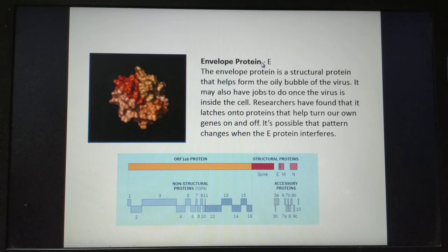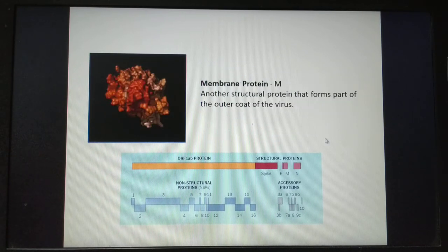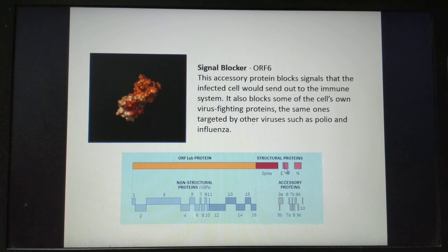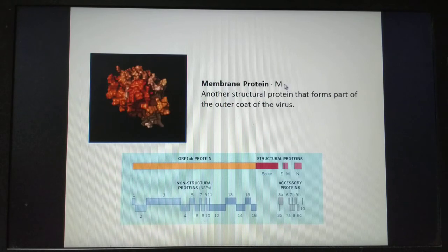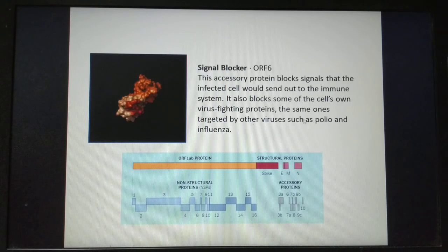Envelope protein is another one. What is the envelope? As the name suggests, it is the cover of the virus. So the spike is on the cover, and the cover is made up of this E protein. Another membrane protein is M, which also forms part of the outer coat.